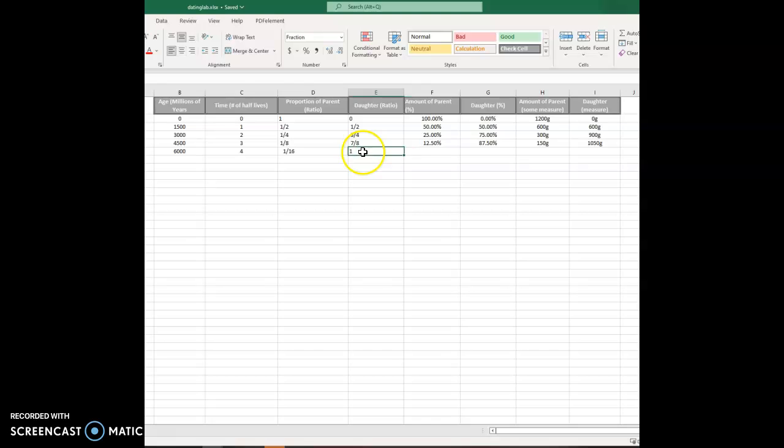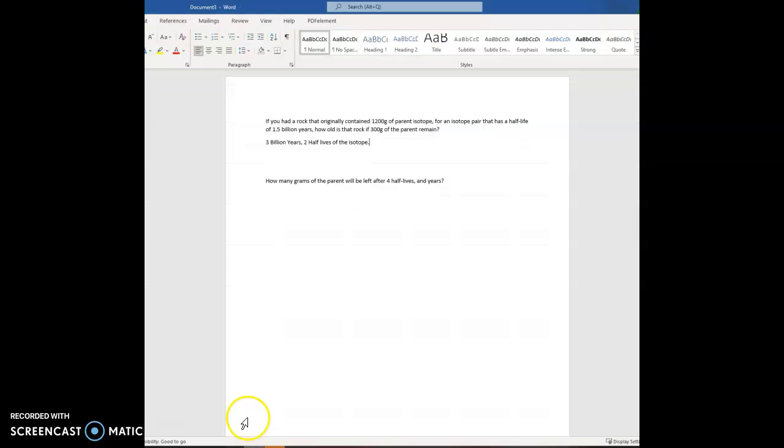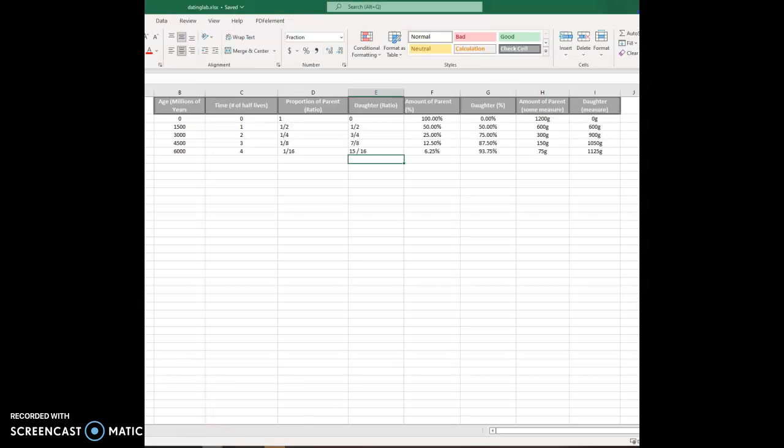I didn't change that one, hold on. 15/16. So at that point, we're going to be at 6.25% parent and 93.75% daughter, which gives us 75 grams because we cut it in half again. And that one will be 1,125 grams of the daughter. So we get into our question, how many grams of the parent will be left? There'll be 75 grams left of the parent.